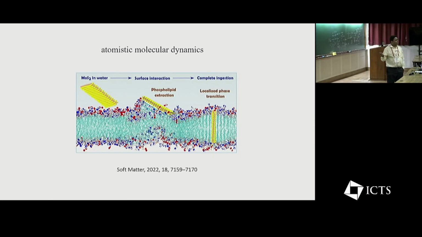It is cheap. You can easily synthesize 1 milligram in one day, and it will cost less than 2,000 rupees.